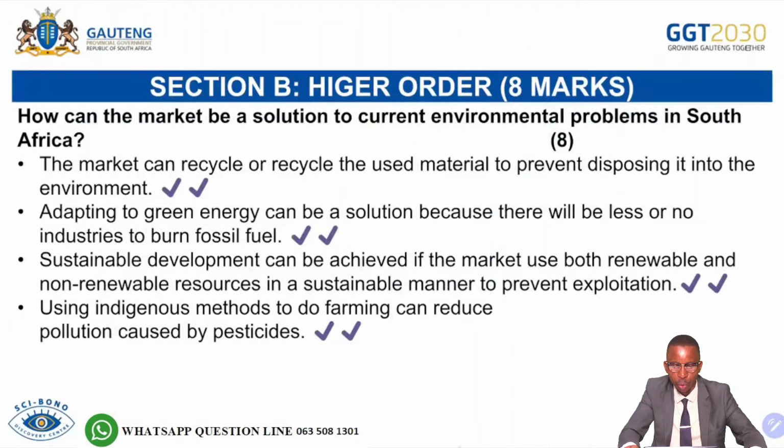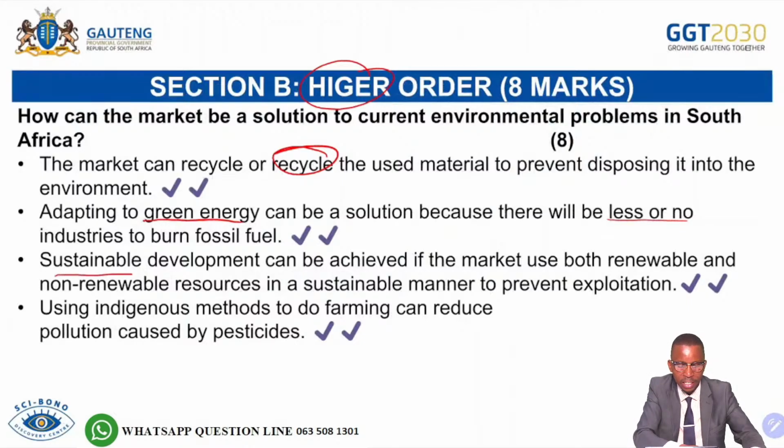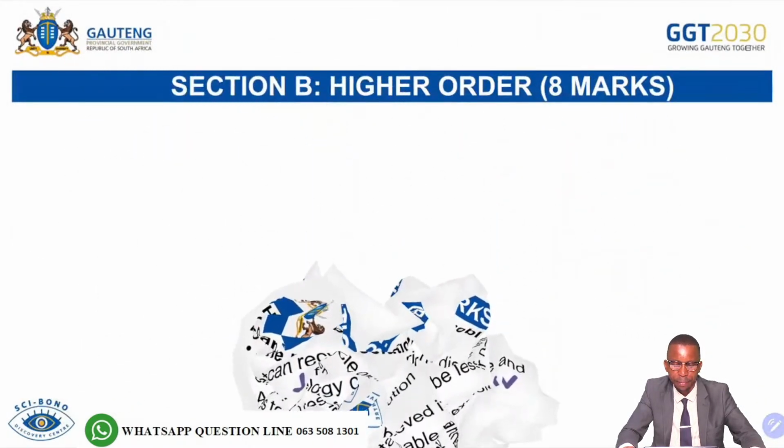How can the market be a solution to the current environmental problem in South Africa? That's a higher order question. The market can recycle or reuse the used material to prevent disposing it into the environment. Adapting to green energy can be a solution because there will be less or no industries that burn fossil fuels. Sustainable development can be achieved if the market uses both renewable and non-renewable resources in a sustainable manner to prevent exploitation or over-exploitation. Using indigenous methods to do farming can reduce pollution caused by pesticides.